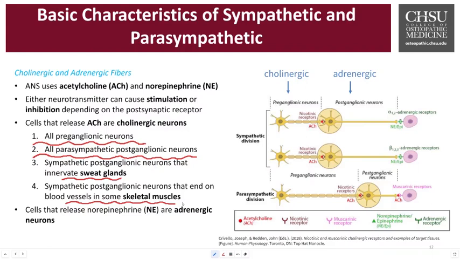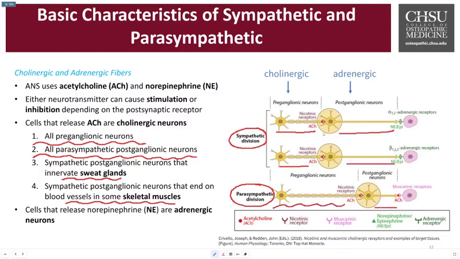Cells that release norepinephrine or epinephrine are considered adrenergic. On the right-hand side, you can see two divisions, sympathetic versus parasympathetic. The sympathetic division has a short pre and a long post, whereas the parasympathetic division has a long pre and a short post. In both cases, you can see the chemical synapse region. It relies on the acetylcholine neurotransmitter, shown in that red circle, and it binds to a receptor on the postsynaptic membrane to continue the signal.